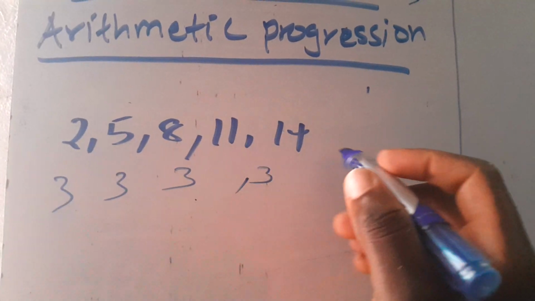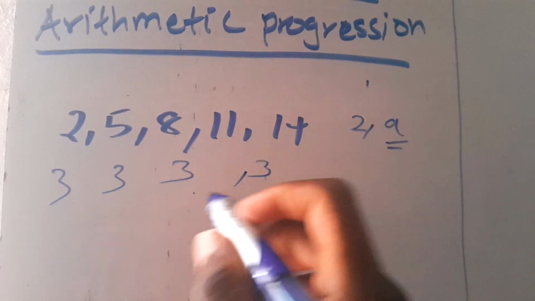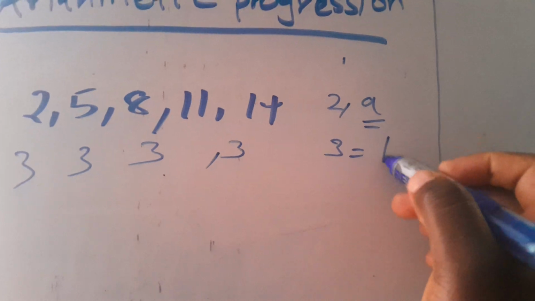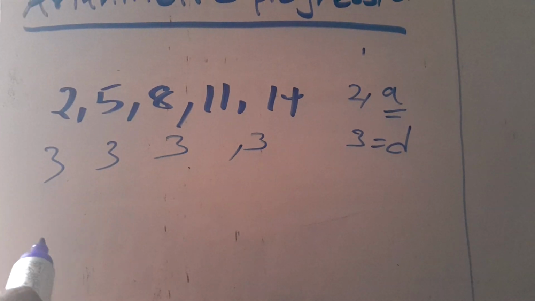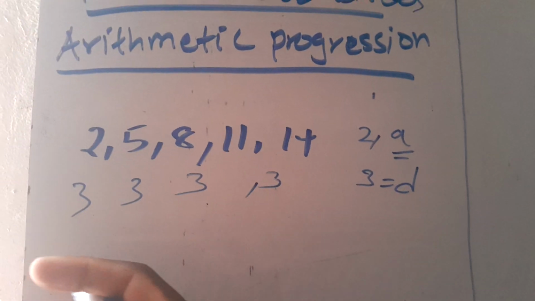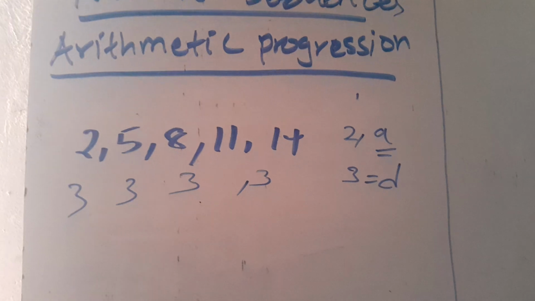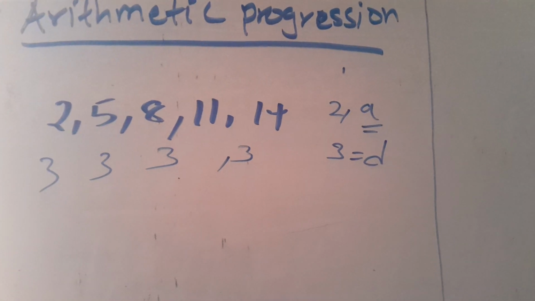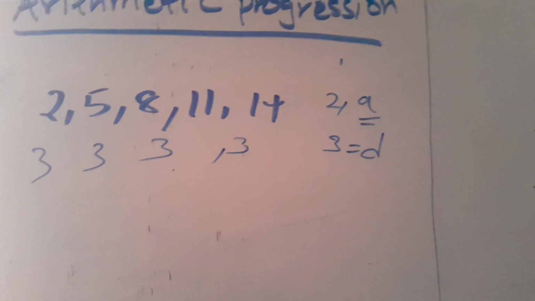Now, the first term is 2, that is referred to as A. The difference between each of these terms is 3. This is referred to as D. You must never forget this. It will be very important when you are working out arithmetic progression. Let's go ahead and have an example of how you can find the nth term of an arithmetic progression if you have A and if you have D.